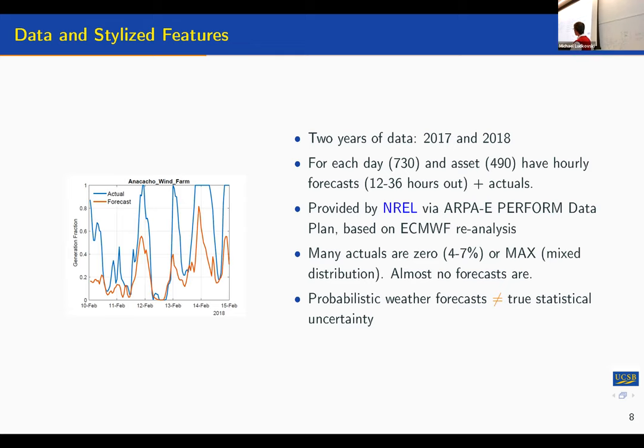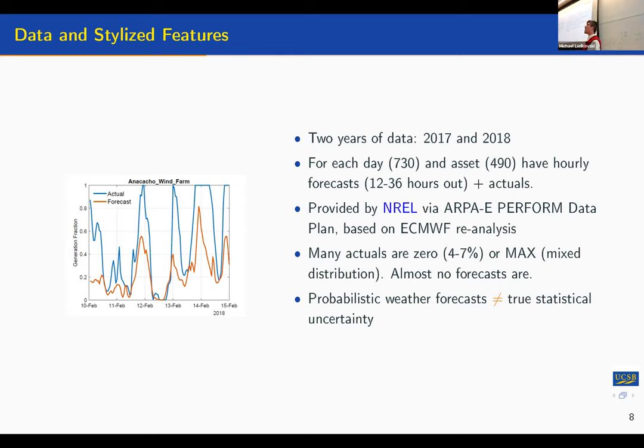Now, what you can see here is that there's a typical daily pattern for wind: it's windy at night and very calm during the day. So this is the wave pattern on the plot. The forecast, you can see, doesn't want to swing to the extremes, right?